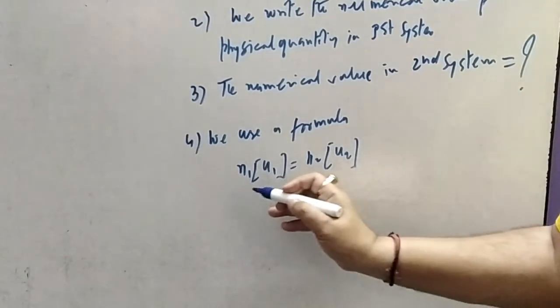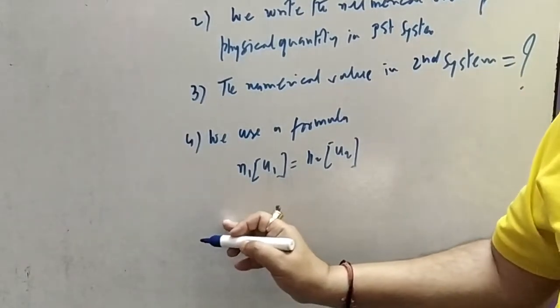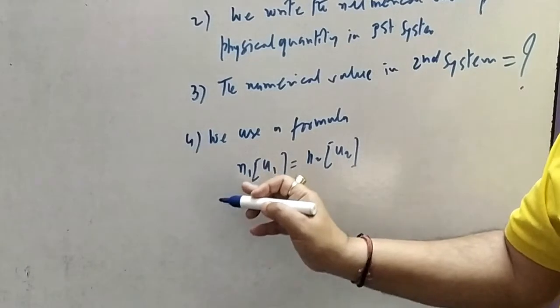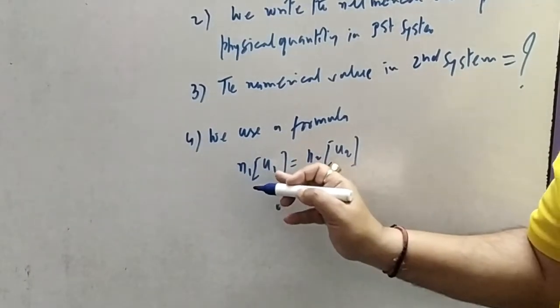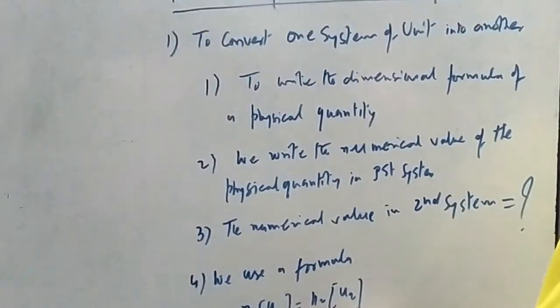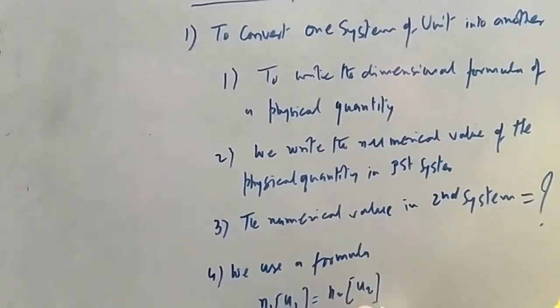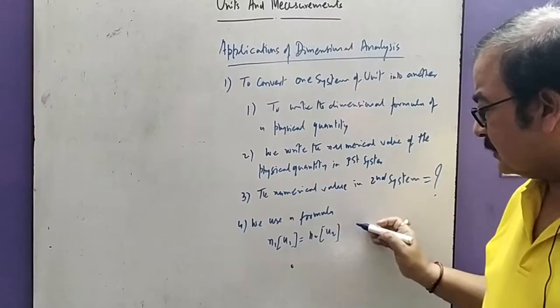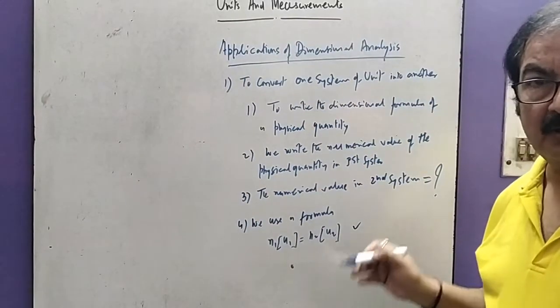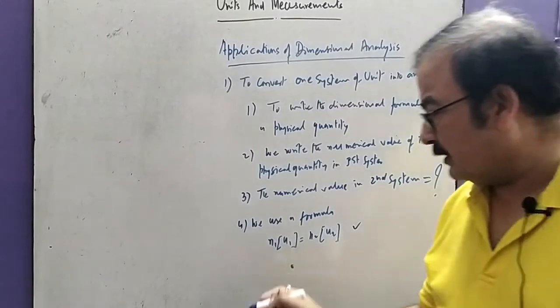Clear? The n1 is the numerical value in the first system of unit, and n2 is what we have to find out. u1 is the dimensional formula in the first unit system, and u2 is the dimensional formula of the second unit system. Okay, just to understand this particular formula, this particular method, let me take an example.